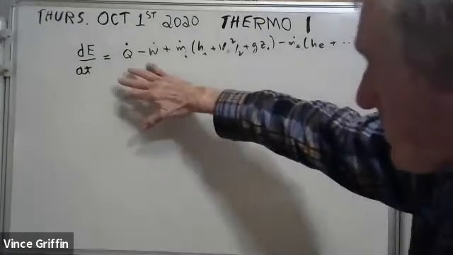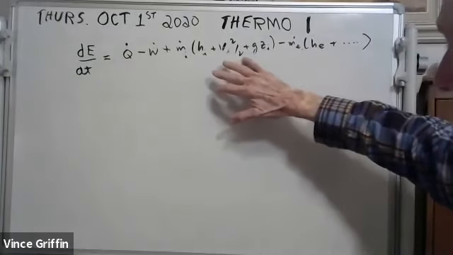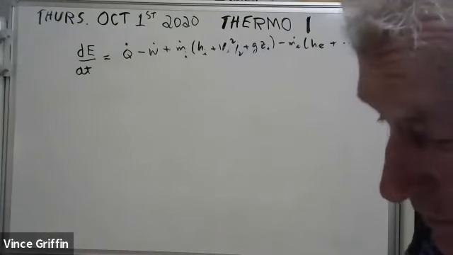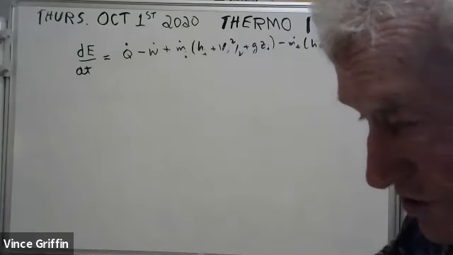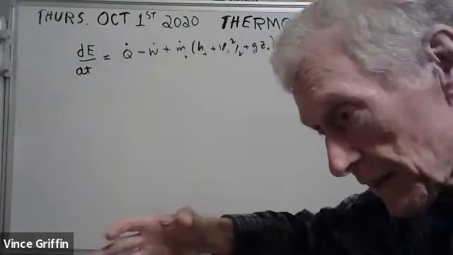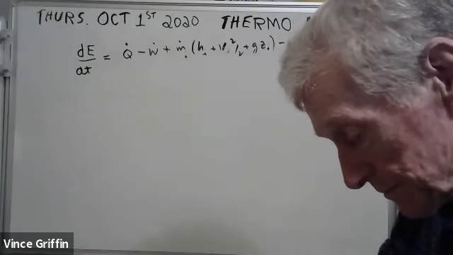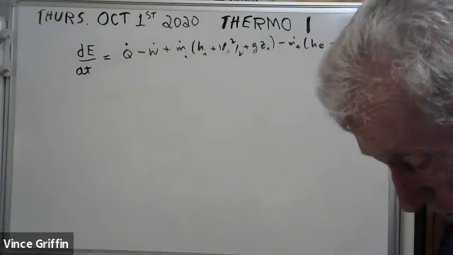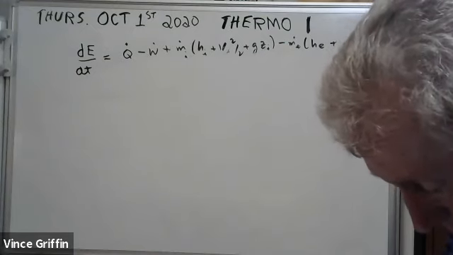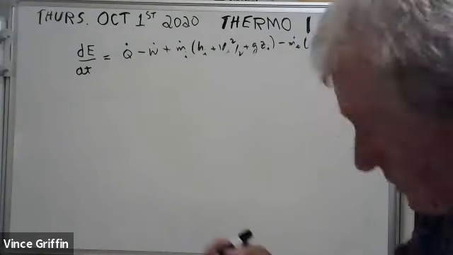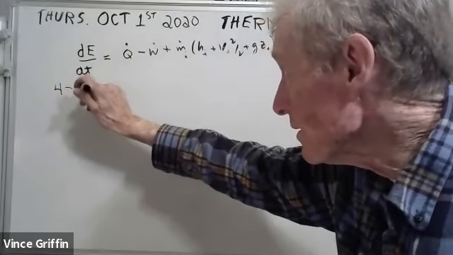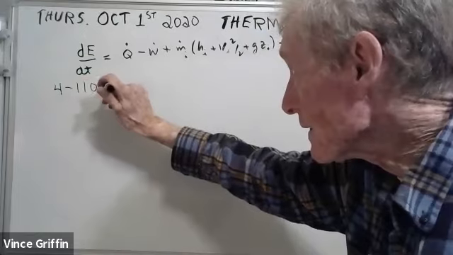That right there is your first law of thermodynamics for devices that have mass flow rates in and out. And right now we're going to do one with the English units. This is a turbine. It's problem 4.110E.